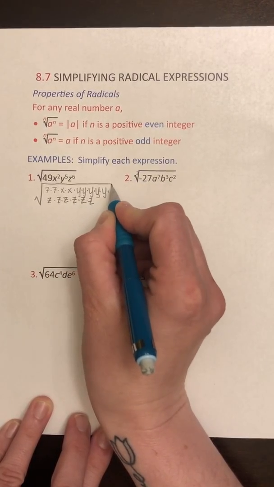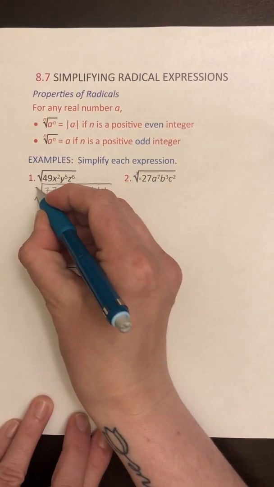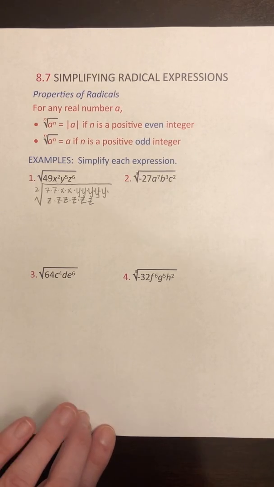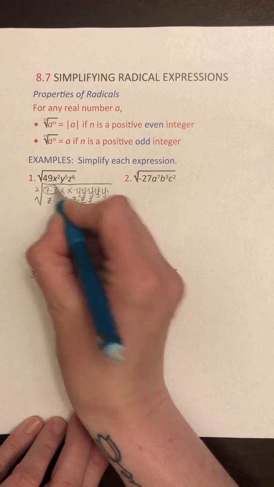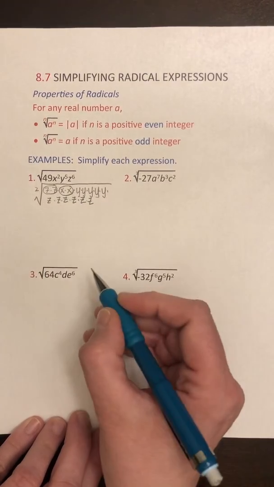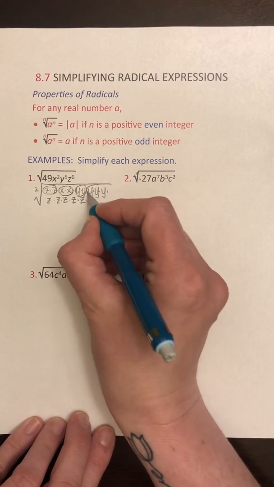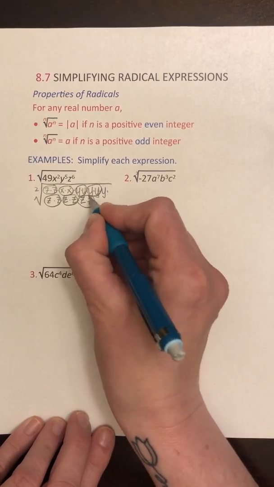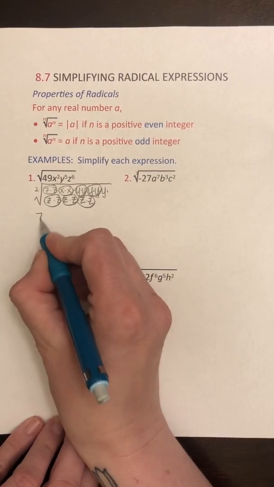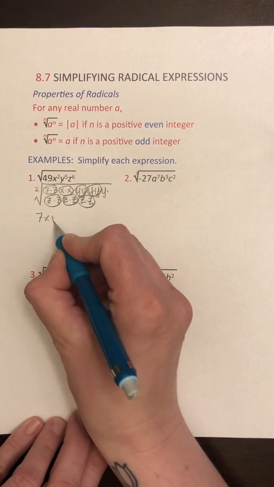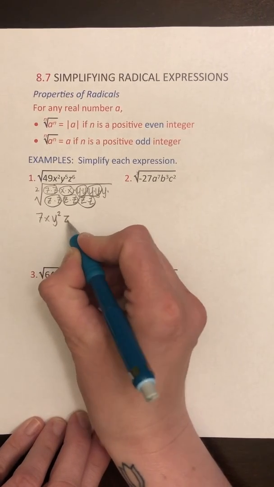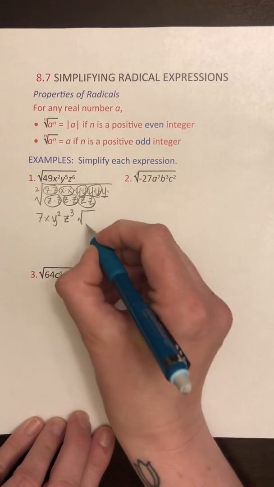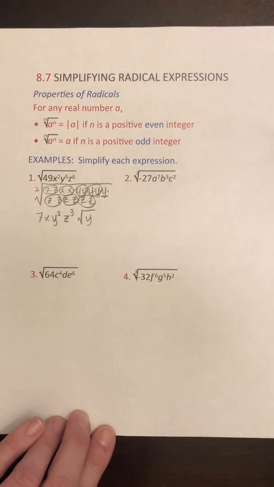All right, well, our index, we don't see one, so it's understood to be a 2, so we're dealing with an even index. That also lets me know that I'm looking to put things in groups of 2, in pairs. So I have a pair of 7s. I have a pair of x's. I have 2 pairs of y's, and I have 3 pairs of z's. So I get to take out a 7, 1 x, 2 y's, 3 z's, and underneath the radical, all that I'm going to have left over is a single y.